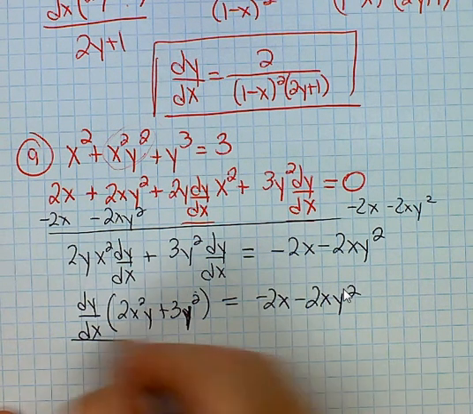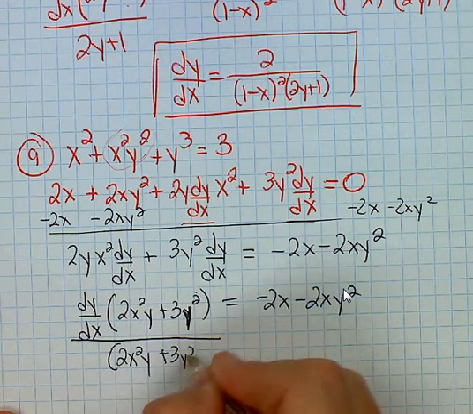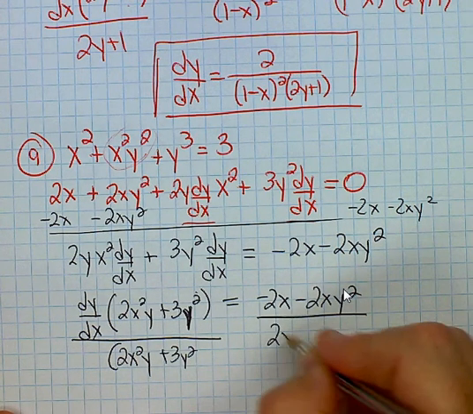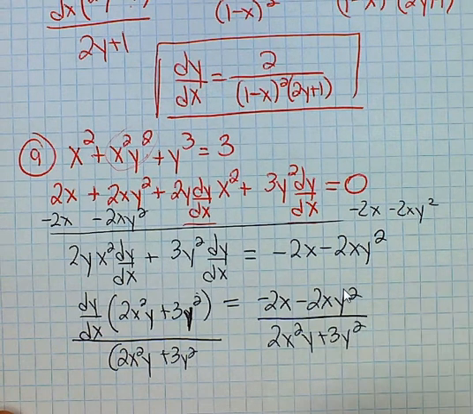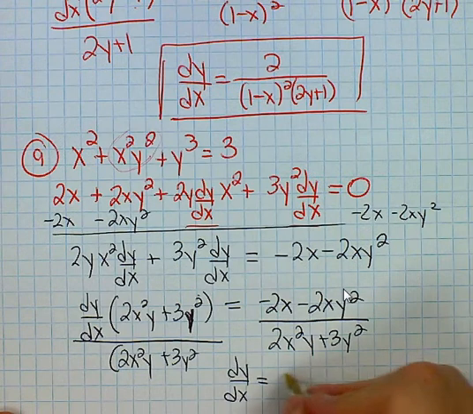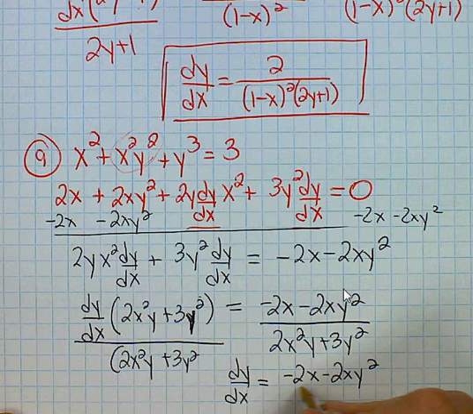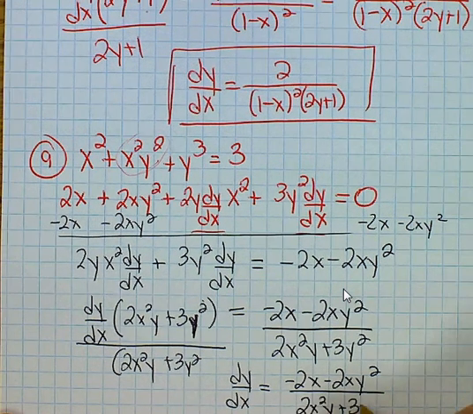Now I'm going to divide this side by 2x squared y plus 3y squared. I do the same thing here, 2x squared y plus 3y squared. So dy dx is going to equal negative 2x minus 2xy squared divided by 2x squared y plus 3y squared.